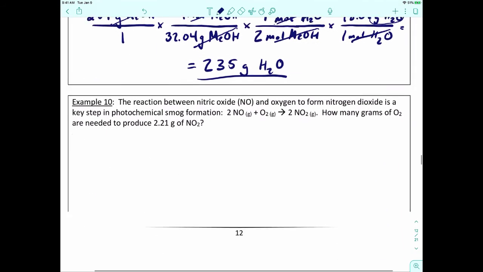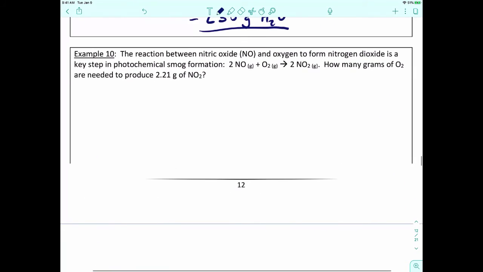Let's try another one. The reaction between nitric oxide and oxygen to form nitrogen dioxide is a key step in photochemical smog formation. And here's the equation: 2 moles of nitric oxide plus 1 mole of O2 yields 2 moles of NO2. How many grams of O2 are needed to produce 2.21 grams of NO2? This problem's a little bit different in that we're starting with a product and we're going to the reactant.